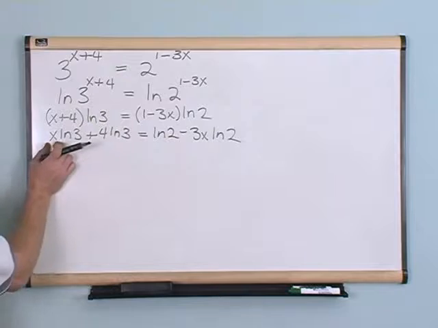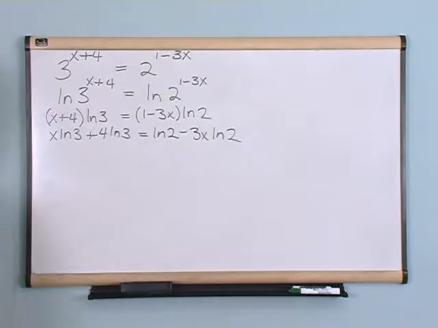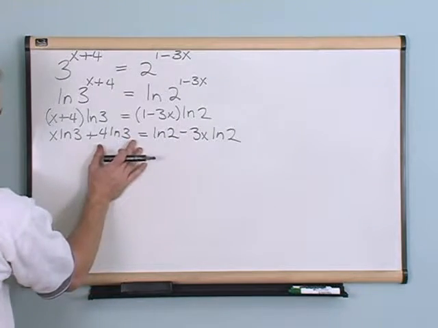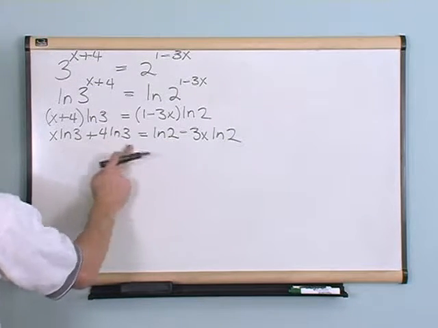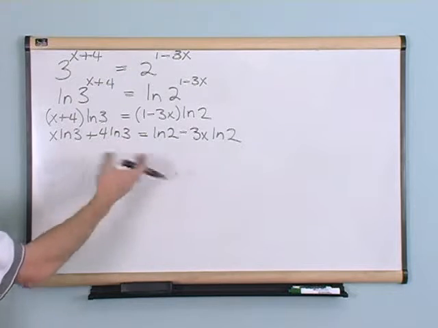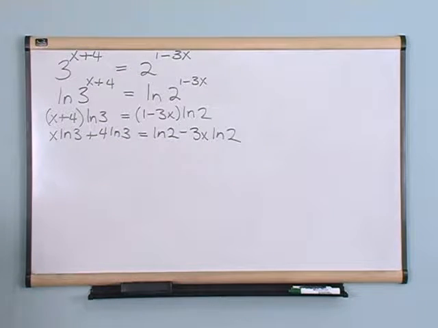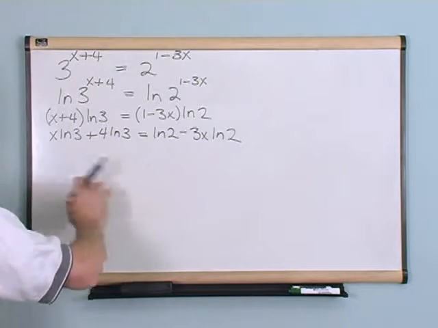Notice I've got a term with x in it here and a term with x in it here. I've got basically a constant term here and a constant term here. I've got these natural logs in there, but don't forget, this is just a number. If you take natural log of 3 and put it in your calculator, you'll just get a number. So let's get terms on the same side of the equation.